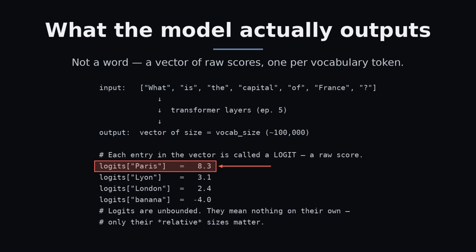Let's zoom into one of those forward passes. Your input, a sequence of tokens, flows through the transformer layers we covered in episode 5. At the very end, the model produces a single vector. The size of that vector equals the size of the model's vocabulary, which for a model like GPT-4 is around 100,000 entries. Each entry in that vector is called a logit, a raw score. The logit for the token "Paris" might be 8.3. The logit for "banana" might be -4. These numbers are unbounded. They mean nothing in absolute terms. They only mean something relative to each other. The model's prediction is encoded in which logits are highest.